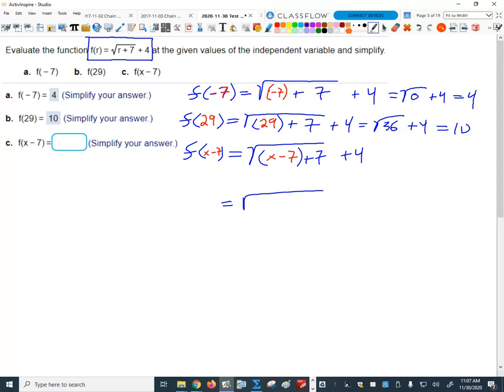What's that equal, Gabe? What's x minus 7 plus 7? Yeah, the 7s cancel. And so I just get the square root of x plus 4. And I can't do anything more than that, can I? So that's my answer. The square root of x plus 4. When I evaluate my function f at x minus 7, that's what I end up getting. Okay, it's a little strange because I get x's in my answer, but once again, we expect that because we're plugging x's into our function, right?